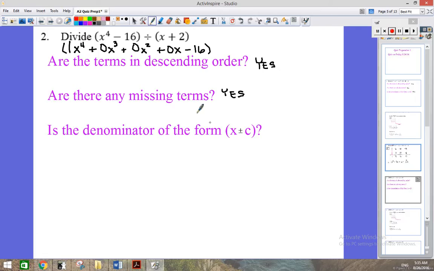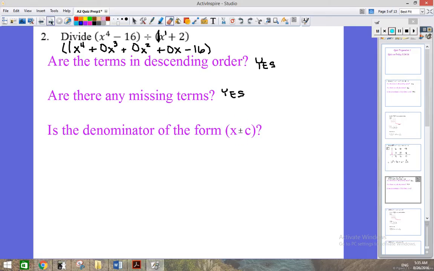The denominator, is it of the first degree, and is the coefficient 1? It doesn't matter whether we have addition or subtraction, just as long as it's addition or subtraction of a constant. It can't have a variable in the second term. So it has to be a binomial. It has to be two terms. And this first term has to have a leading coefficient of 1 and an exponent of 1 for us to do this.